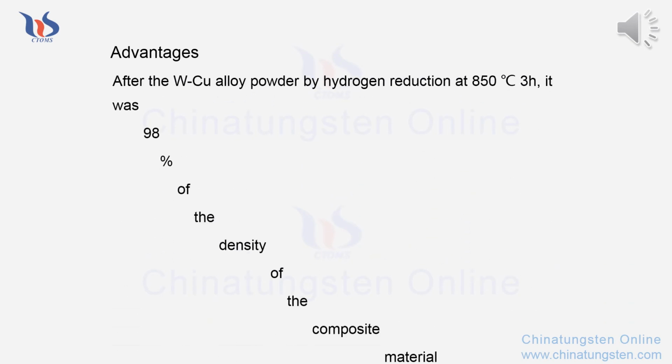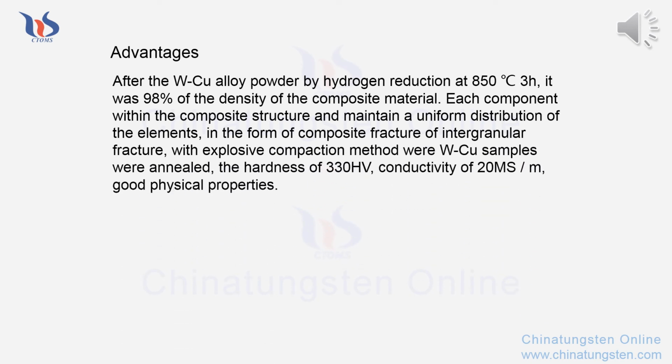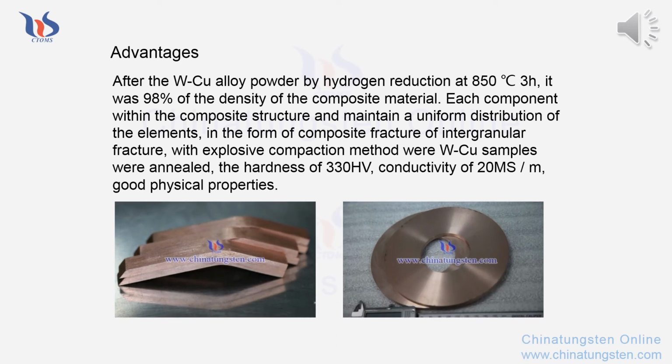Advantages. After the tungsten copper alloy powder was reduced by hydrogen at 850 degrees for 3 hours, the composite material reached 98% of theoretical density. Each component within the composite structure maintains a uniform distribution, and the composite fractures in the form of intergranular fracture.